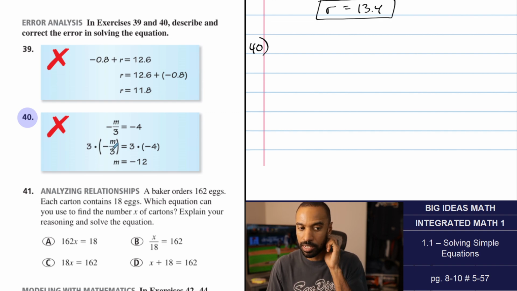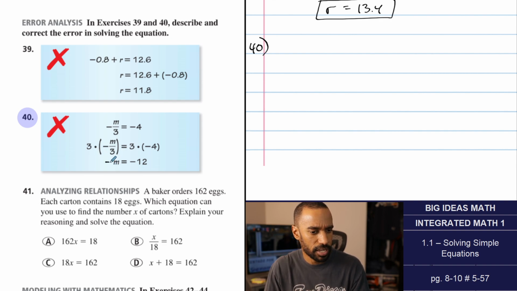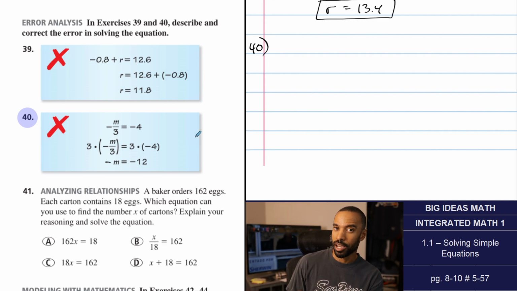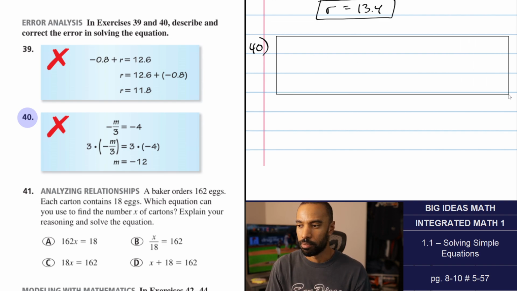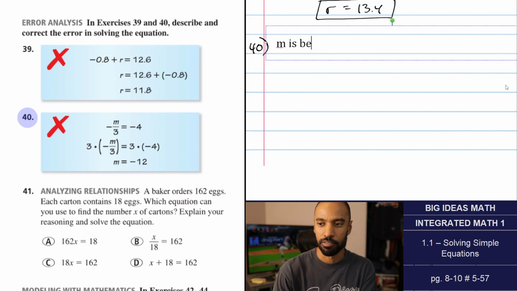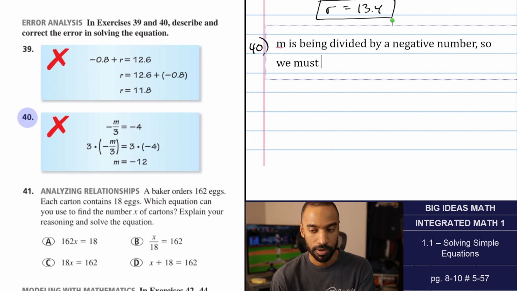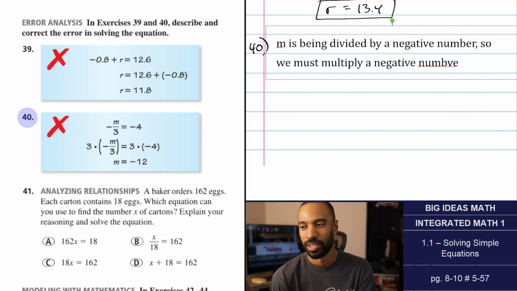I appreciate that they did multiplication. I understand all that, but this was supposed to be a negative 3 because we need to get a positive m here. How did this m turn positive, by the way? They multiplied a negative by a positive that should have stayed negative, right? So maybe it should say negative m equals negative 12, and they'd be fine. They're just not done. But they turn it into a positive. They finished, and that's not how it goes. m is being divided by a negative number. So we must multiply by a negative number in turn to turn it positive.